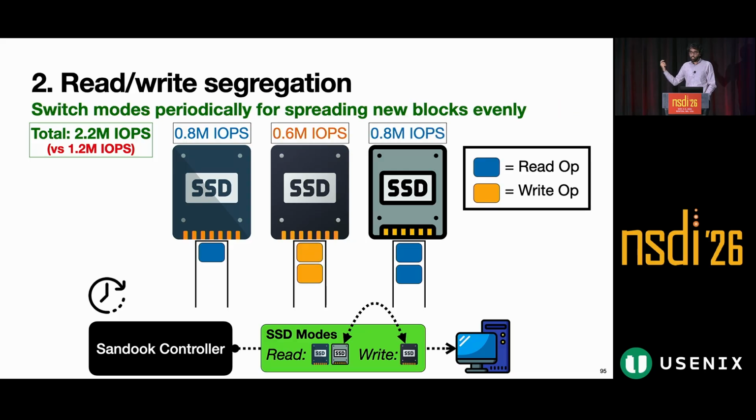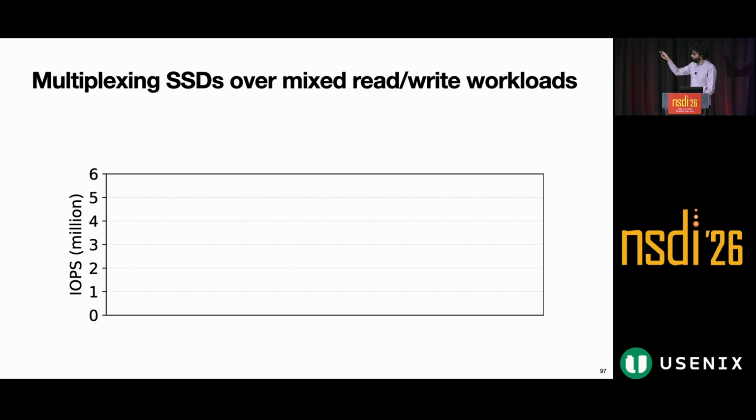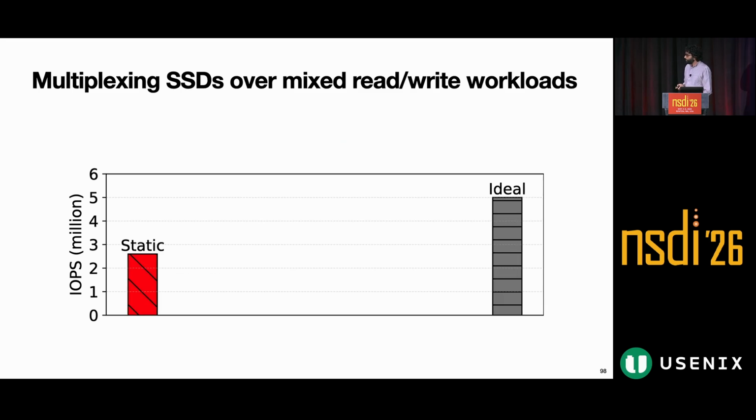But we also want to switch these modes rapidly so that new blocks can be written evenly across the SSDs, so the controller will periodically update the routing modes, and the clients will obey the new modes when the policy is updated. So let's see what this buys us in terms of performance. Now, recall that we have throughput, or IOPS in millions, as the metric of interest for now. A static routing policy, as we saw, is only able to achieve about half of the ideal theoretical throughput that we are able to sustain.